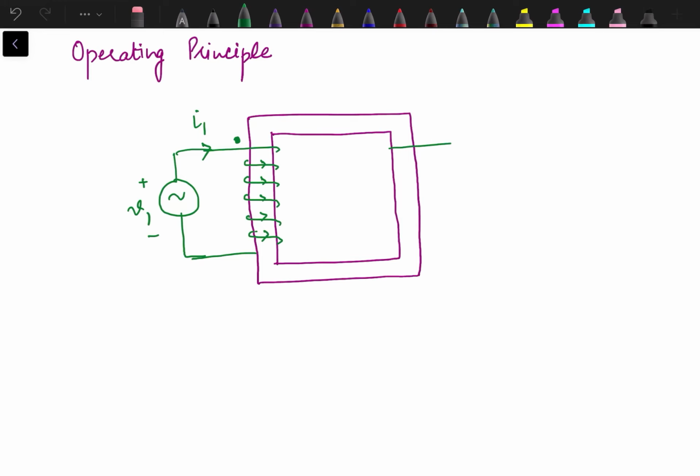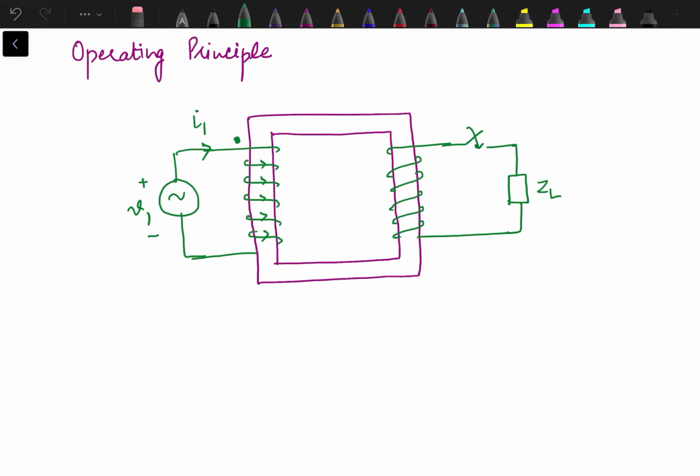And here we have the secondary winding. This one is a switch. When we close it, then there is flow of current through this winding, otherwise there is no current in this winding. This is the load impedance.